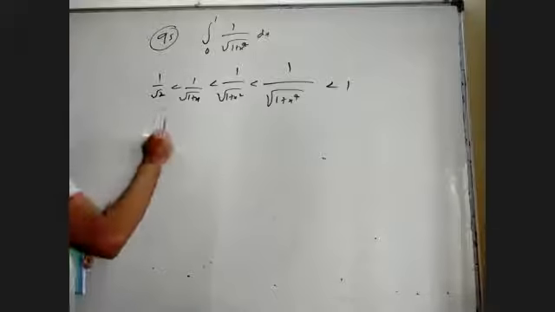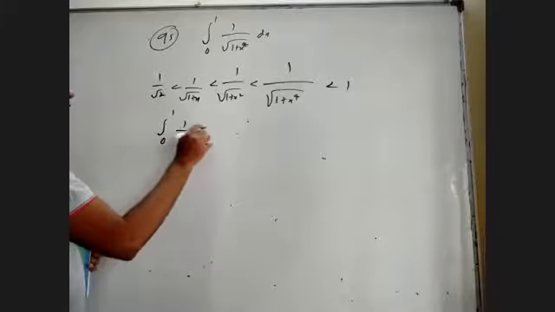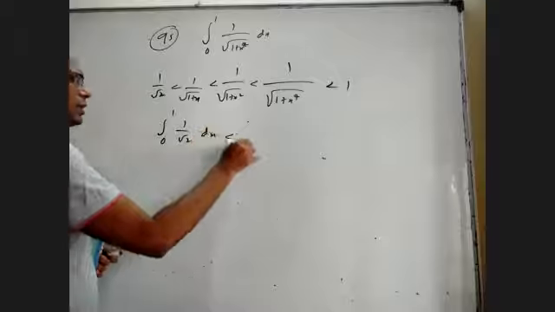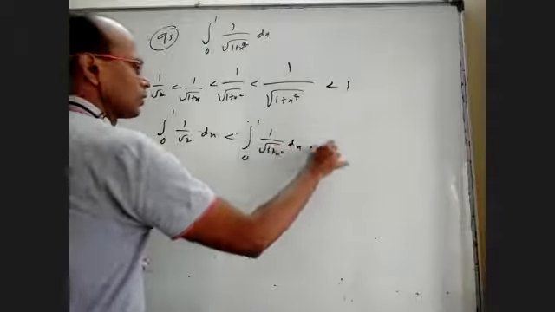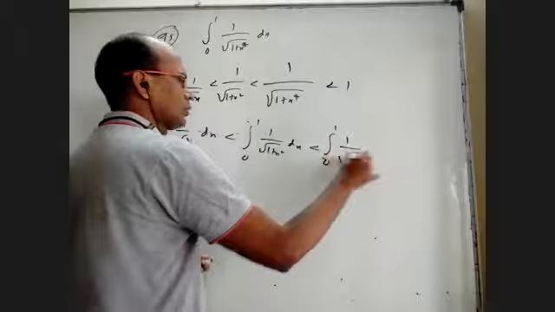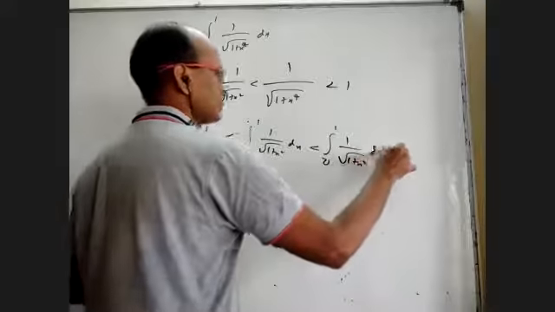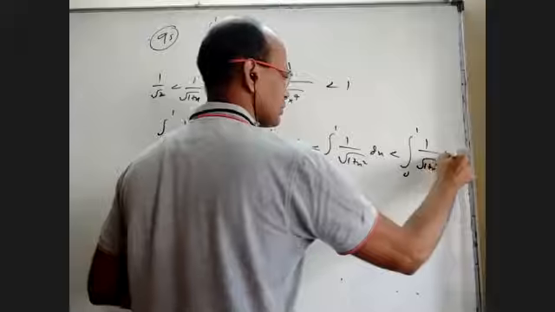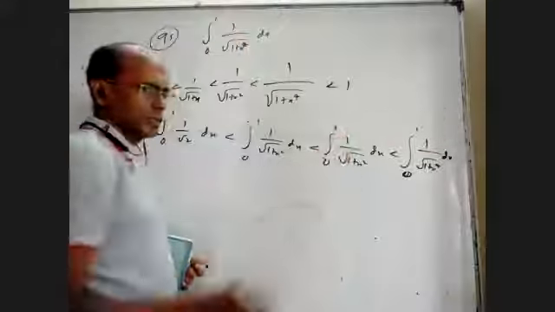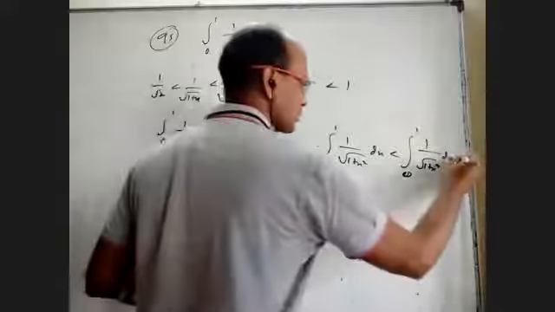Integral 0 to 1, 1 by root 2 dx is less than integral 0 to 1, 1 by root 1 plus x dx, which is also less than integral 0 to 1, 1 by root 1 plus x square dx, which is less than integral 0 to 1, 1 by root 1 plus x power 4 dx. 1 is also there, right? But it's okay. I'll just write less than.